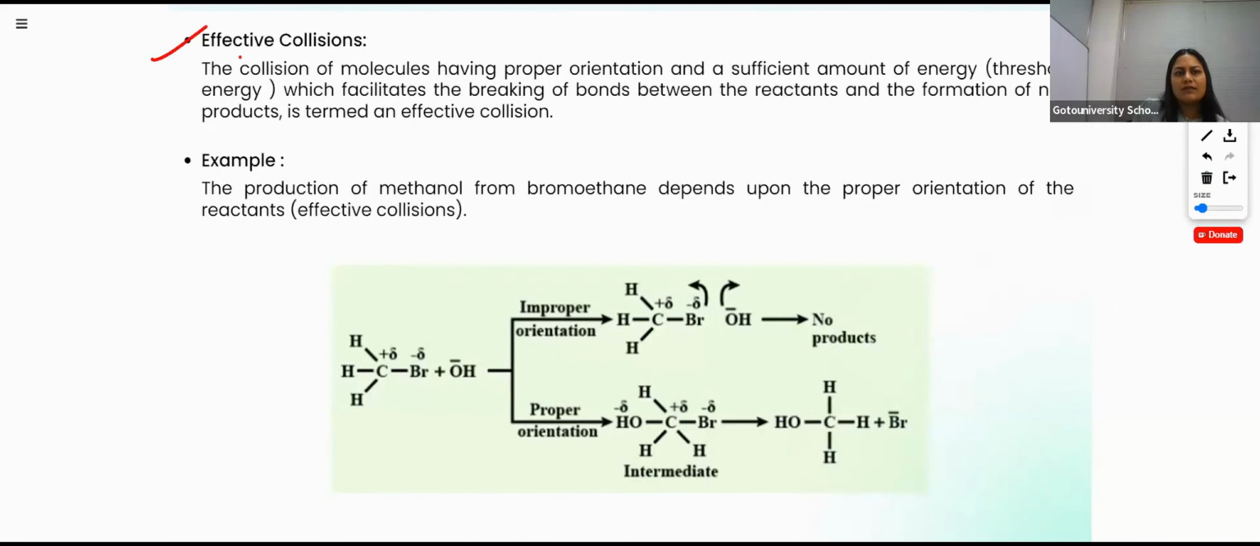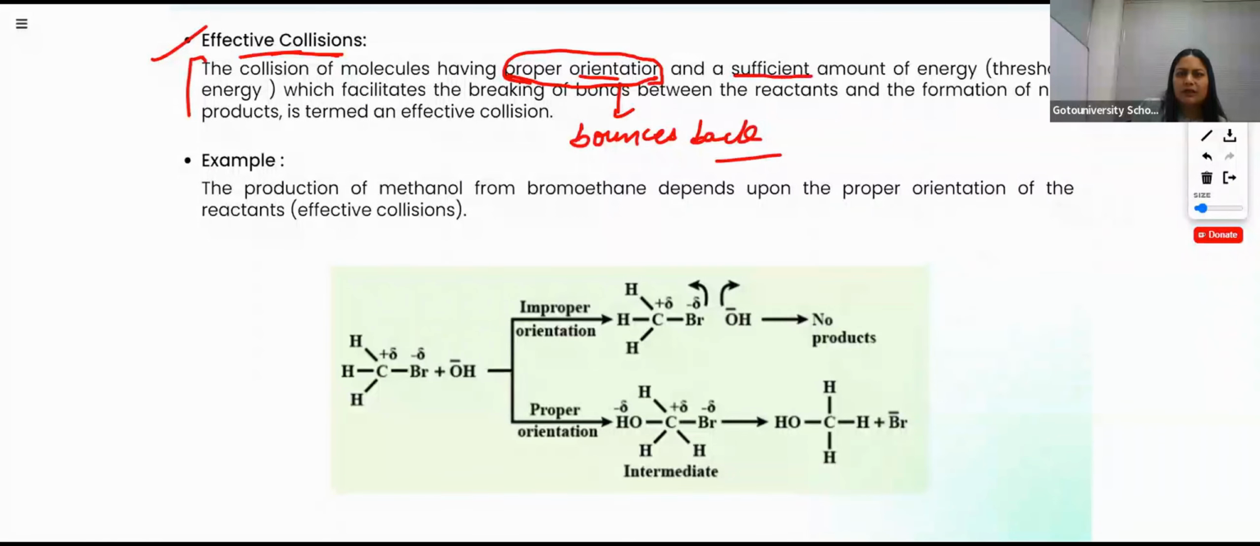Let us discuss what effective collisions are: collisions of molecules having proper orientation. There are two conditions required for effective collisions of molecules. First, they require a proper orientation. Why? If there is no proper orientation, the molecules will bounce back. The other condition is a sufficient amount of energy, also called threshold energy, which will facilitate the breaking of bonds between the reactants and form a new product.